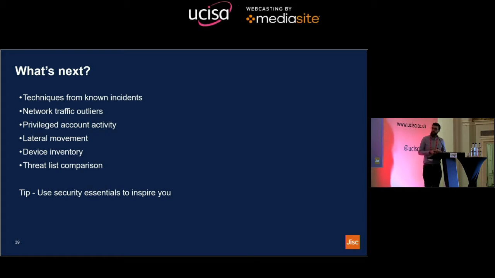Device inventory, so that could be taking information from something like SCCM. Perhaps you have an MDM solution that gives you things like patch status and what sort of software is installed in your environment. And then threat lists, so taking in threat feeds, whether you use a commercial tool or something like MISP, for example. We use MISP as an information sharing platform, and we can take data in from there and look for indicators of compromise within our network.